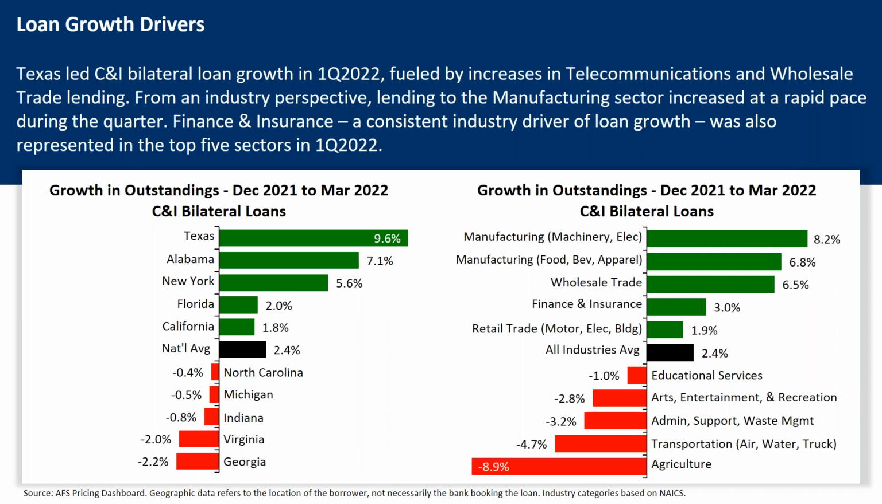From an industry perspective, the right-hand chart shows that manufacturing, both for machinery as well as food, beverage, and apparel, led the way along with wholesale trade. Manufacturing of machinery and electronics was strong in Pennsylvania and Tennessee, and specifically in Pittsburgh and Memphis, respectively. Manufacturing of food, beverage, and apparel was prominent in Maryland and Missouri, specifically Baltimore and St. Louis. And wholesale trade was strong in California and New York, in Los Angeles, New York City, as well as Buffalo.